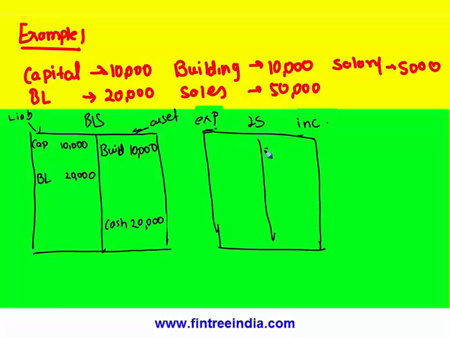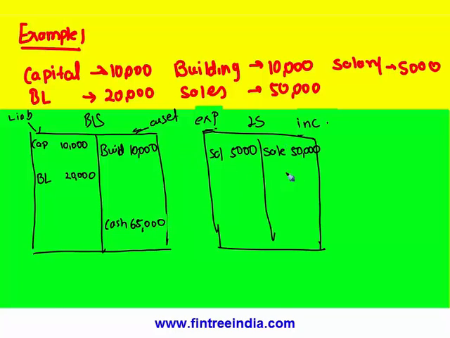Sales 50,000 on the income side. Second effect? Cash, which is 20, now will become 70,000. And salary expense, which is 5,000. Second effect, cash will reduce and now cash is 65.